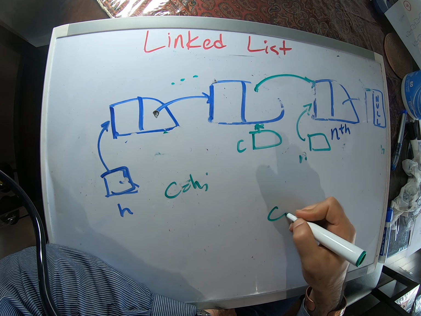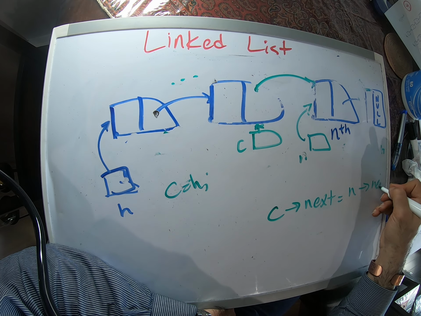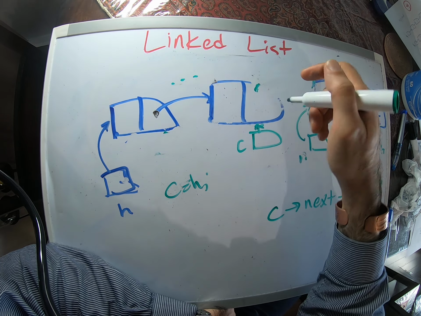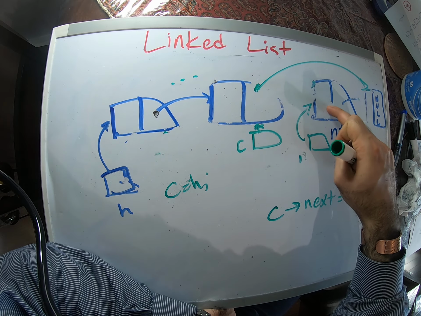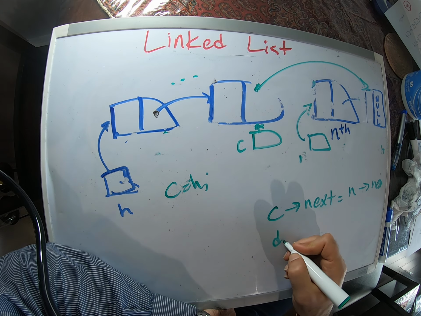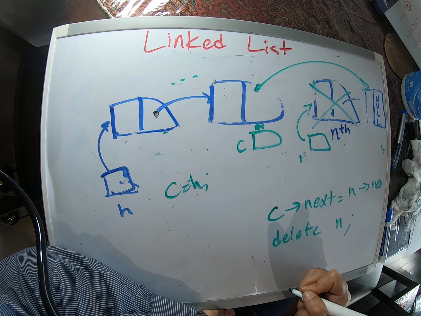We're gonna say that c arrow next is equal to n arrow next, right? So this is gonna move to here. And now I do have a pointer pointing to the node that I want to delete. I'm gonna say delete n. This is gonna be deleted.